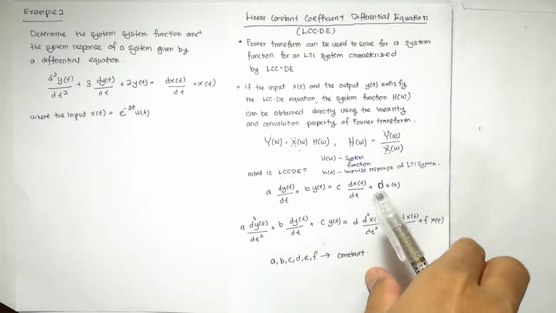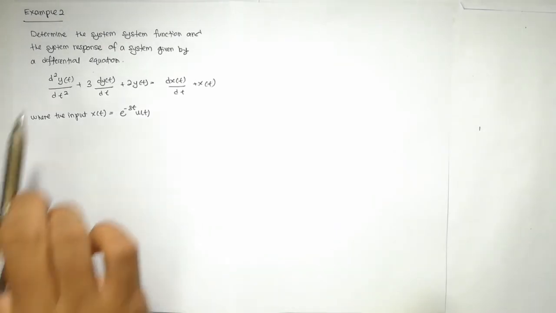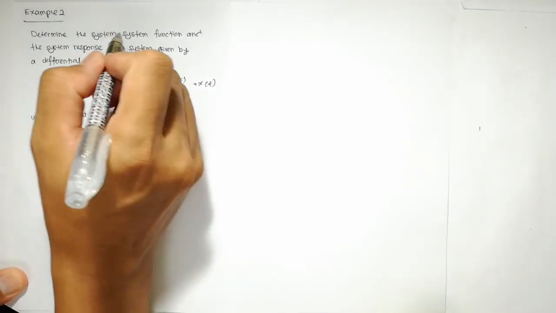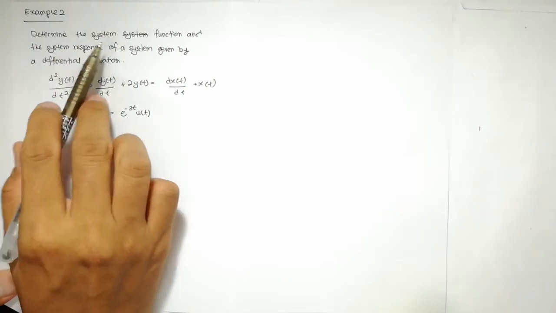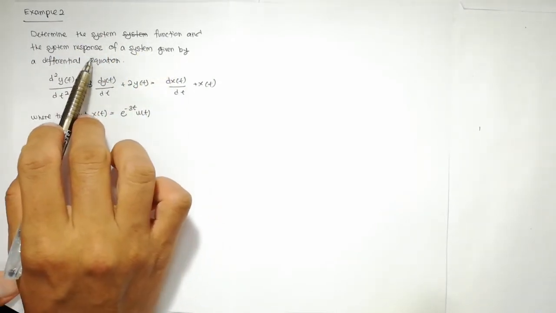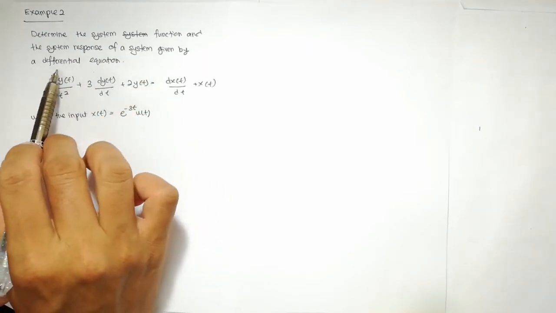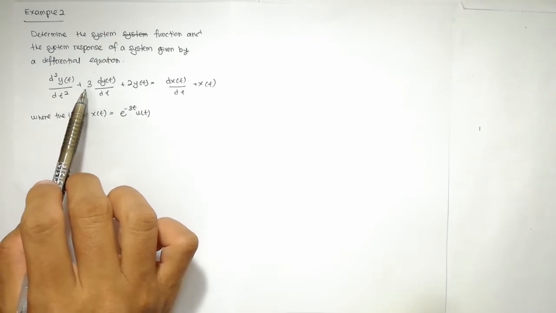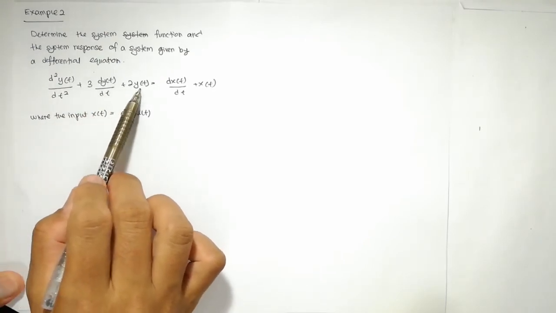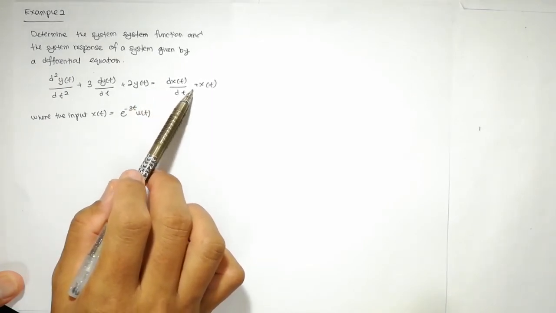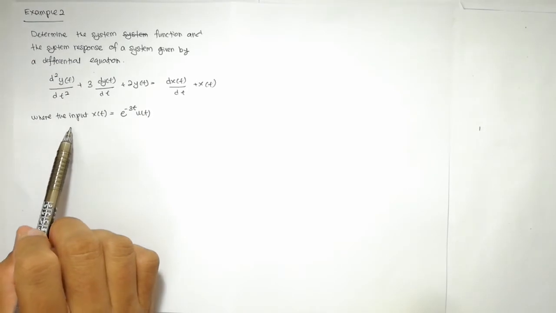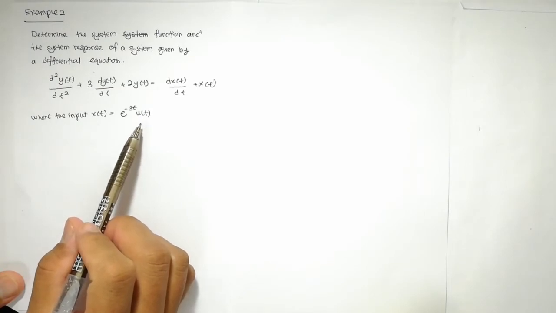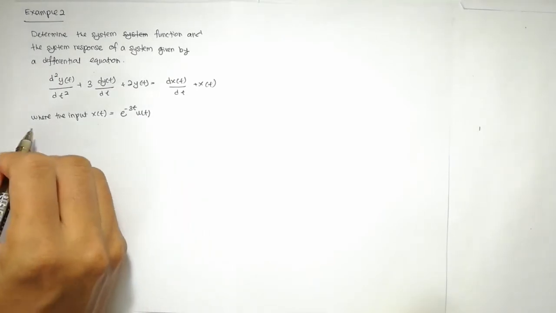So in this example, we need to determine the system function and the system response of a system given by a differential equation, which is d squared y(t) over dt squared plus 3 dy(t) over dt plus 2y(t) equal to dx(t) over dt plus x(t), where the input x(t) is equal to e to the negative 3t u(t). So let's find the solution for this question.